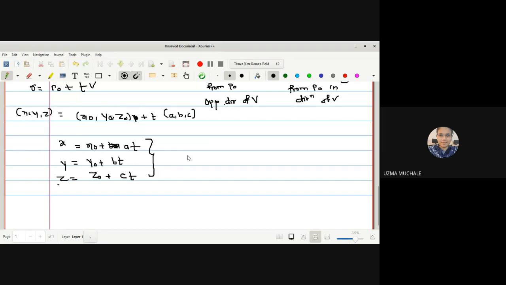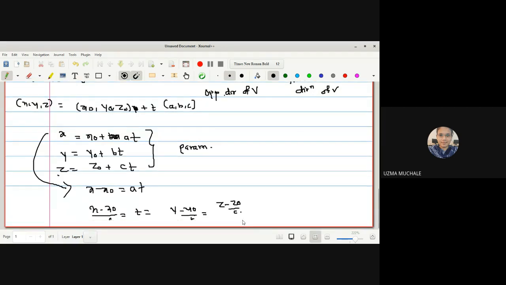And this is the symmetric form of the equation of a line. Correct? And next, what is the symmetric form? Again, you just write that x minus x naught is nothing but a into t from this equation. So we can say x minus x naught divided by a is nothing but t. Similarly, we can write y minus y naught divided by b and z minus z naught divided by c. Getting me? This is your symmetric form of the equation of a line.